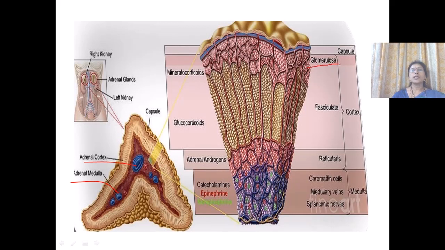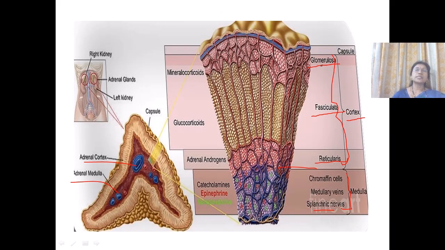Zona glomerulosa, the outermost, the middle one is called zona fasciculata, and the third is zona reticularis. These three form the cortex, and the region below the reticularis is called the medulla. The medulla consists of some chromaffin cells, medullary veins and splanchnic nerves.